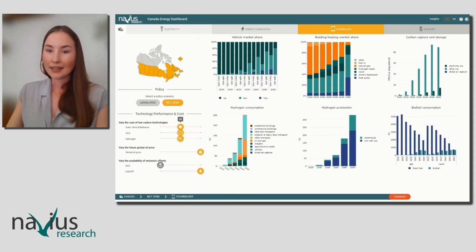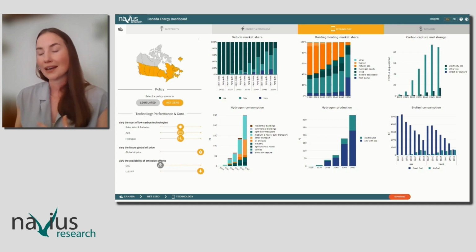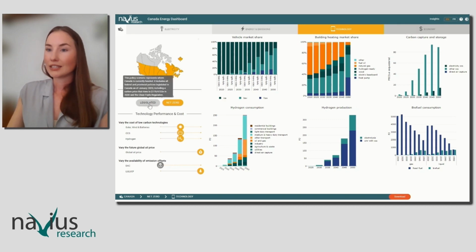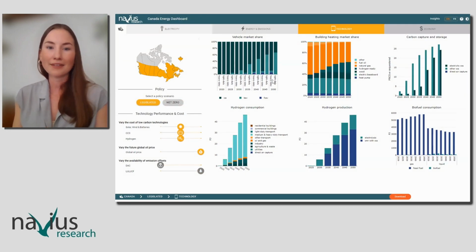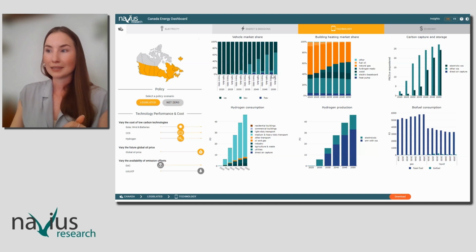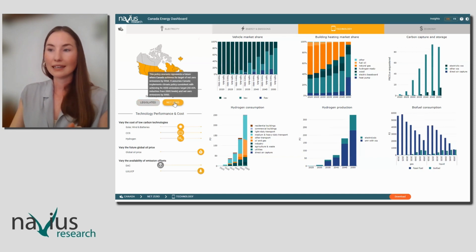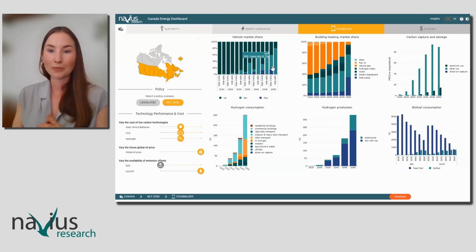In the heavy duty market, we see competition between battery electric and hydrogen fuel cell vehicles. So depending on the cost of those technologies, one can outcompete the other. Under legislated policy, we see relatively small amounts of electrification in the heavy duty sector because this is an expensive sector to electrify. We see 6% each of battery electric and hydrogen fuel cell vehicles in 2050. Under net zero policy, this increases to 44% market share of battery electric and 16% hydrogen vehicles.